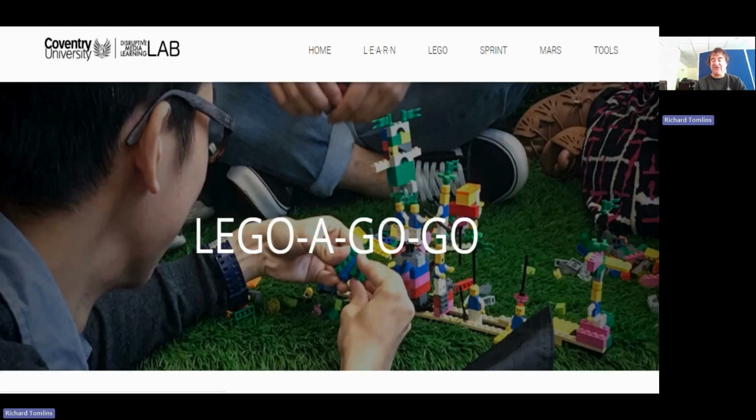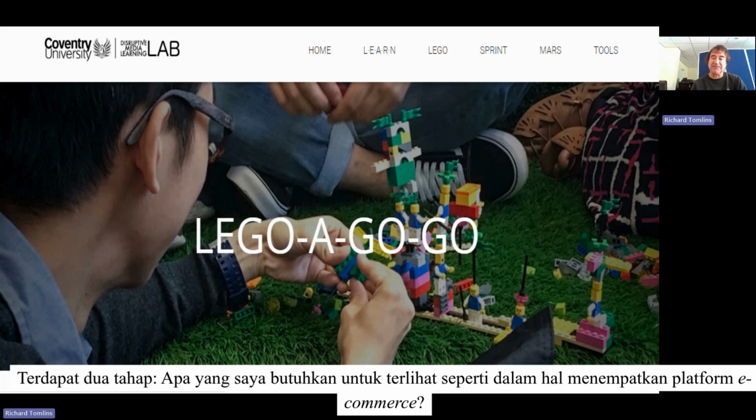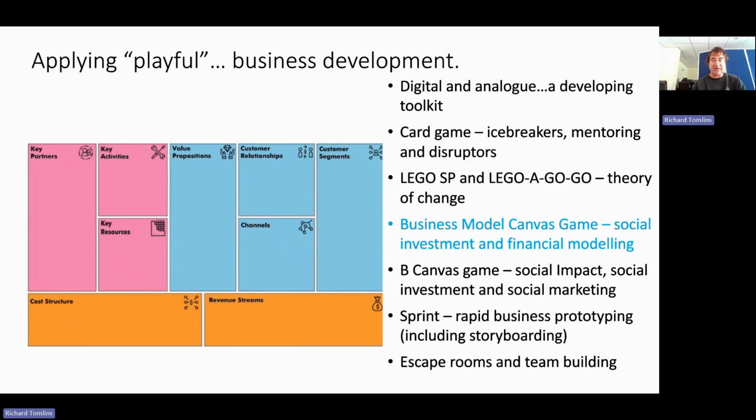And for that reason, if you look at the open source material around Lego Serious Play, sometimes as much as I enjoy the process of Lego, I'm less convinced about the process of Lego Serious Play, which will take you through a series of quite rigorous stages, and you have to complete stage 1 before you move to stage 2. I provide in terms of putting the e-commerce platform into place. And what do I need to surround me with in terms of resources to make that? Development of your theory of change of what the e-commerce platform is meant to do.